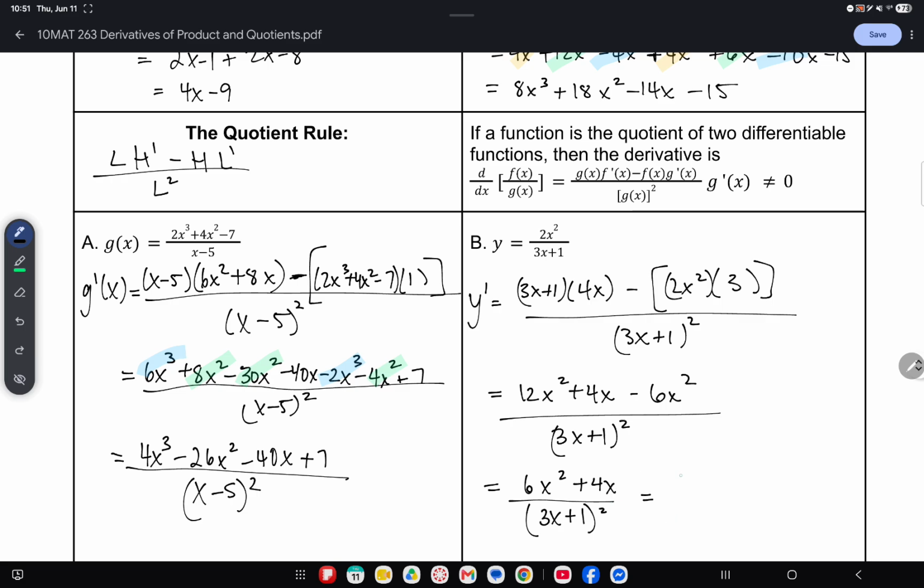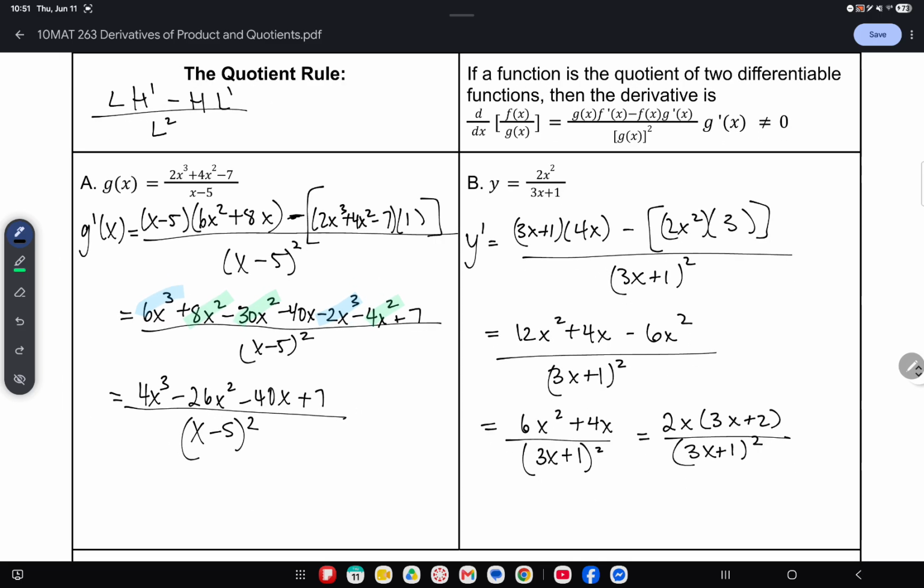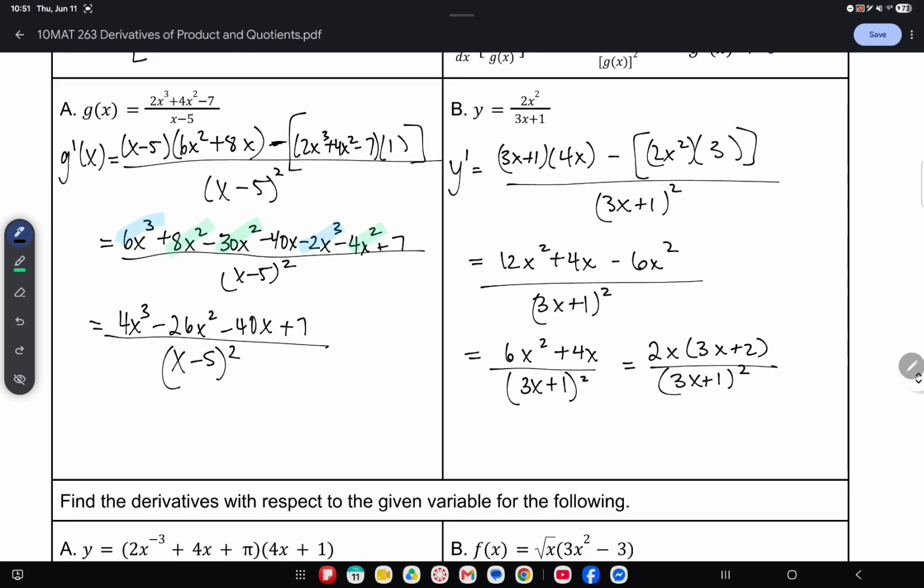Oh, that's a 4x. I can take out a GCF of 2x and be left with 3x plus 2. But that does not cancel anything in the denominator, so I can leave it as this. Or since I already did factor it, I could leave it in its factored form as well.